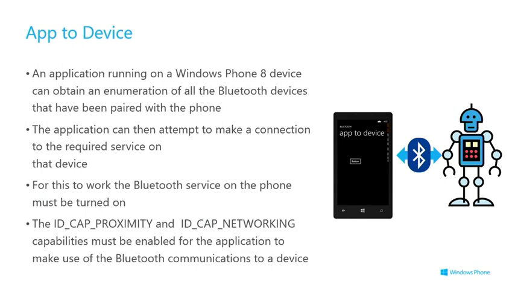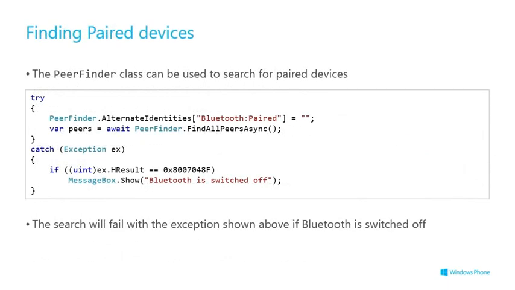ID_CAP_PROXIMITY and ID_CAP_NETWORKING must be enabled for this app-to-device scenario. I think the third bullet point there is rather unnecessary. This will not work if Bluetooth is turned off, children. So this is how you find the paired devices, ones that have previously been paired.